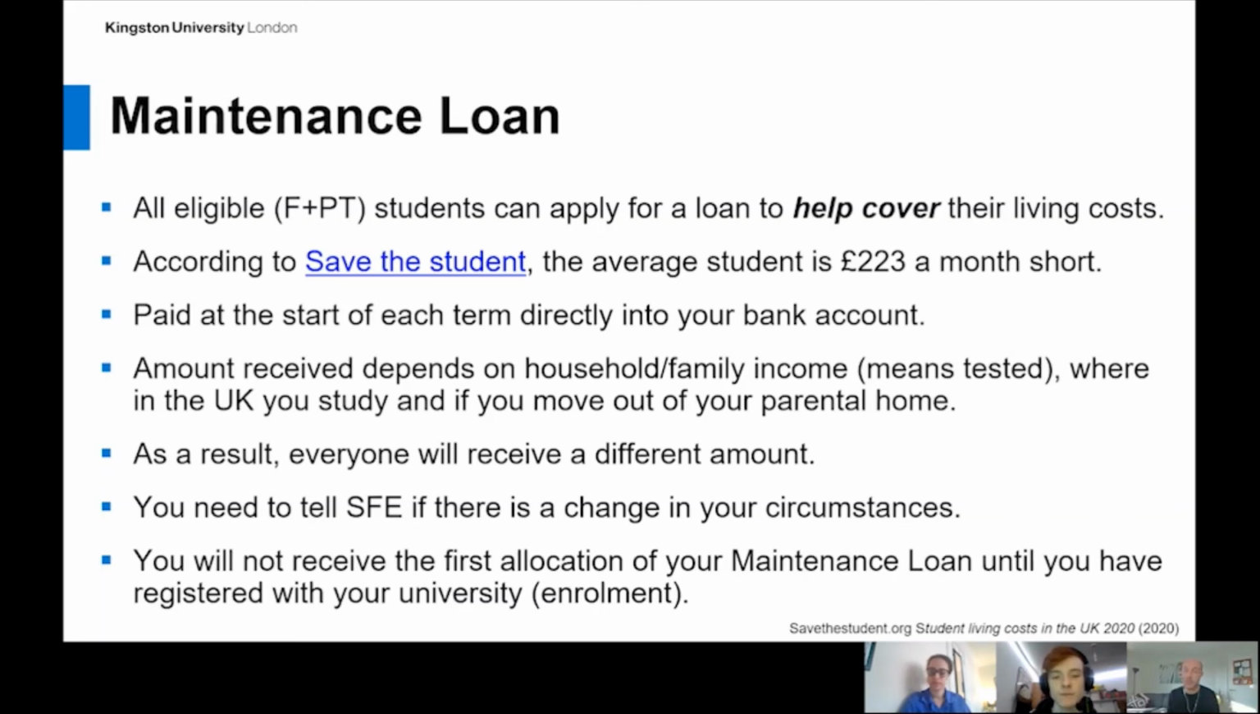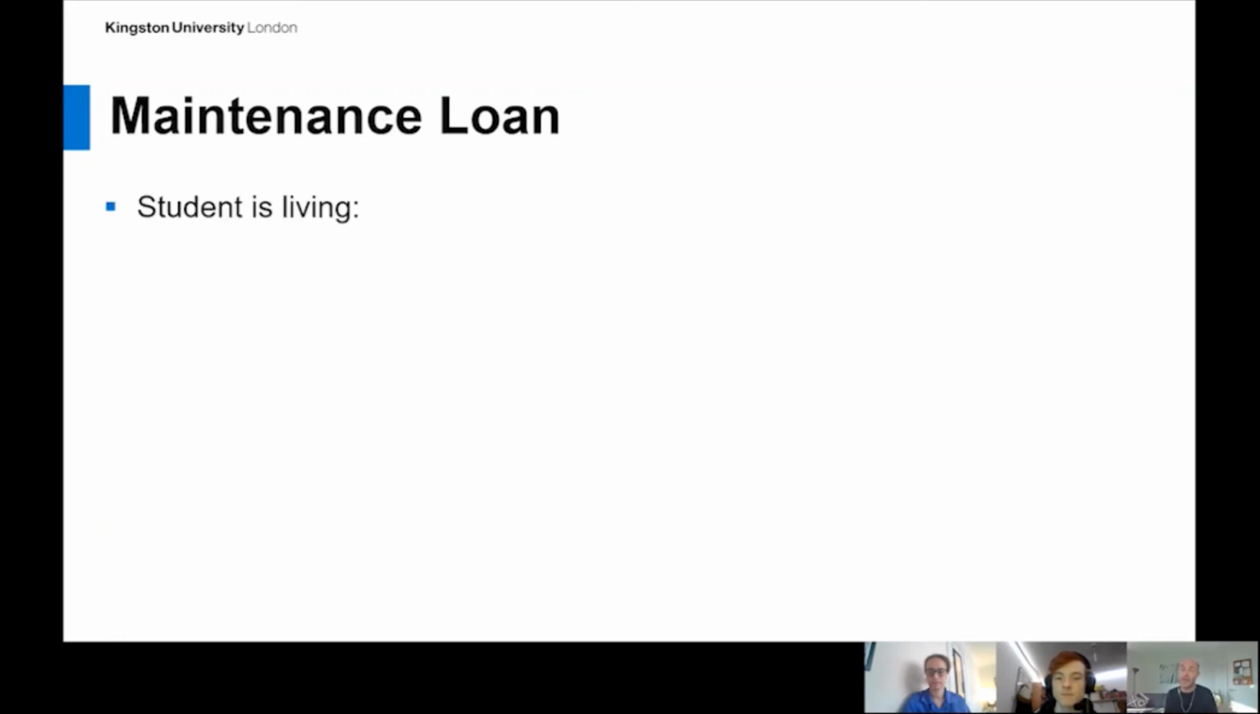And importantly as well, you won't actually receive the first allocation of your maintenance loan until you've registered with your university, and that's through the enrolment process. And the reason why I say that, quite rightly, as Liam said, typically at the beginning of each year, there are some initial costs that you have to pay for. Maybe it's a deposit on the accommodation, maybe it's a new textbook or laptop or whatever. People quite rightly think, oh, I'll use the first allocation of my maintenance loan to pay for X, Y, and Z. However, you won't get that until maybe a couple of weeks into term, potentially. So let's look at some examples.